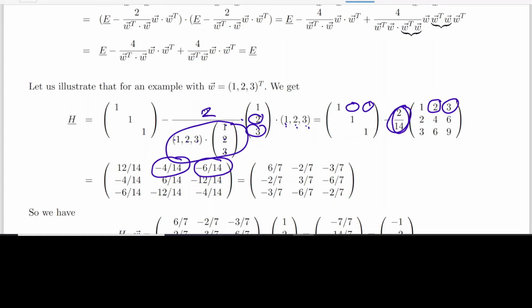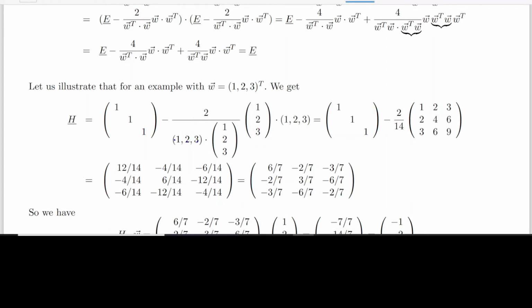Please feel free to redo all these calculations as well, and then you will find out, okay, these are the entries. Okay, then what is 12 divided by 14? It's the same as 6 divided by 7. And here we can do the same. Minus 4 divided by 14 is the same as minus 2 divided by 7. And so we come from here to here.